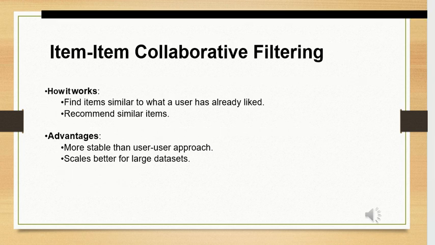Item collaborative filtering. Instead of finding similar users, it finds items similar to those the user has already liked, then recommends the similar items to the user. Advantages: more stable than the user approach. Item properties do not change frequently, unlike user behavior. Scales better for large datasets, because there are typically fewer items than users, making it computationally cheaper and faster.